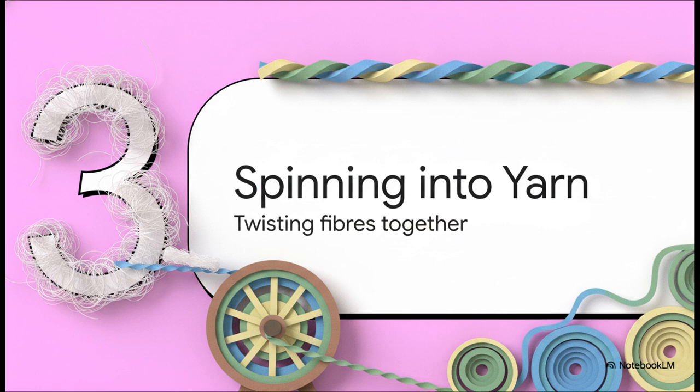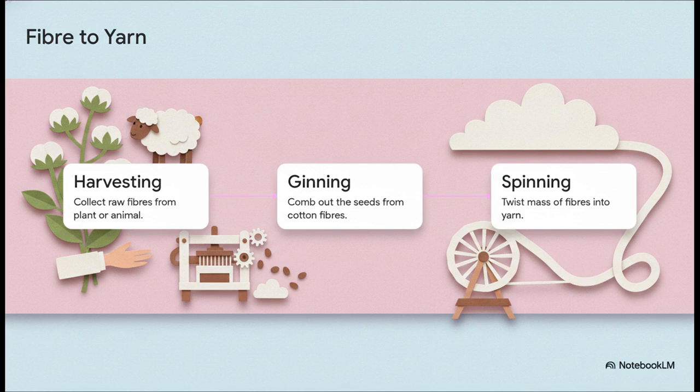Section 3, Spinning Fiber into Yarn. Okay, so now that we have our raw materials, let's look at how they actually get turned into usable threads. Let's quickly track the life cycle journey so far. We harvest the raw fibers from the plant or animal. If it's cotton, remember we use ginning to comb out those tricky seeds.